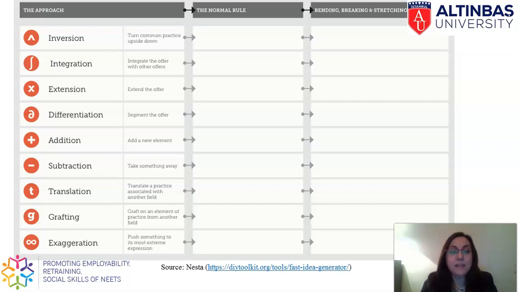In the grafting approach, you have to graft on an element of practice from another field. And in the exaggeration approach, you exaggerate by definition. You push something into its most extreme expression.